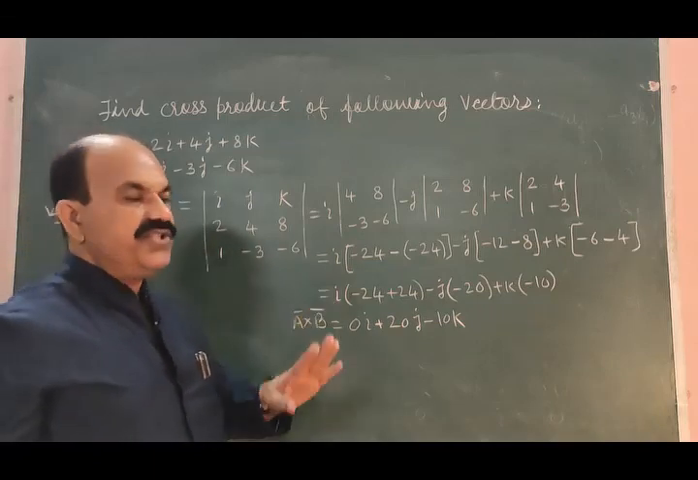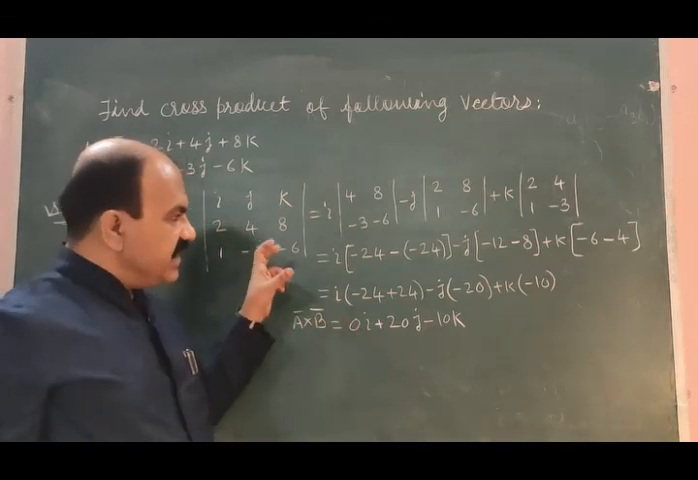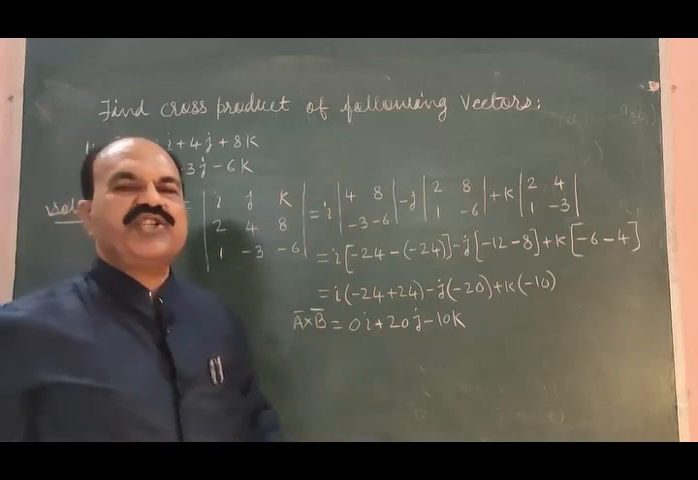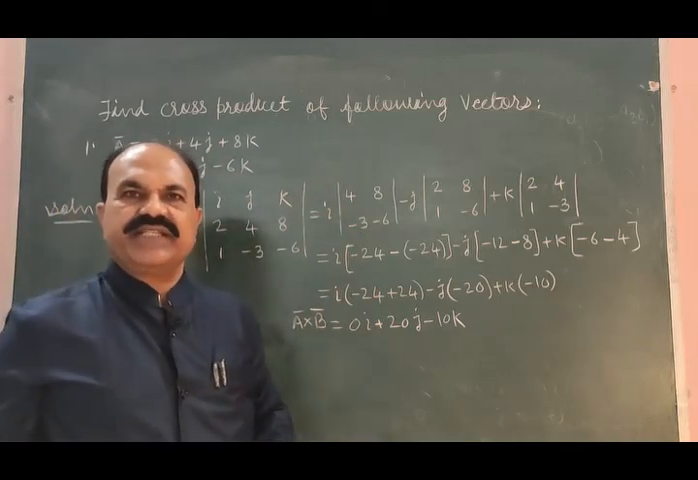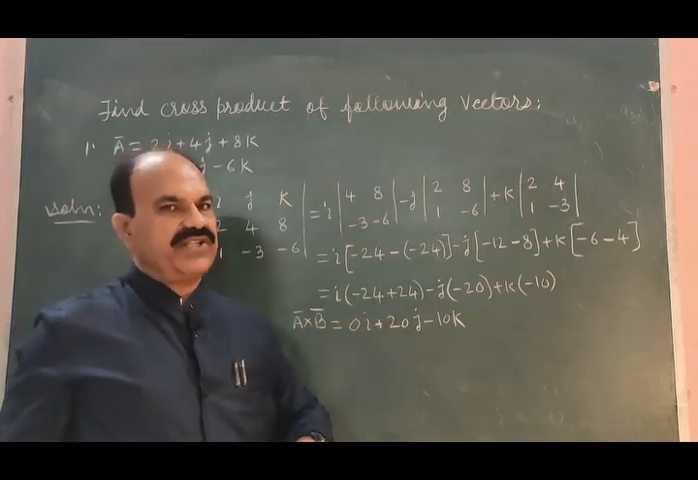You see, this is a very simple and very easy method. Simple, easy and a very short cut to get the vector product of two vectors.